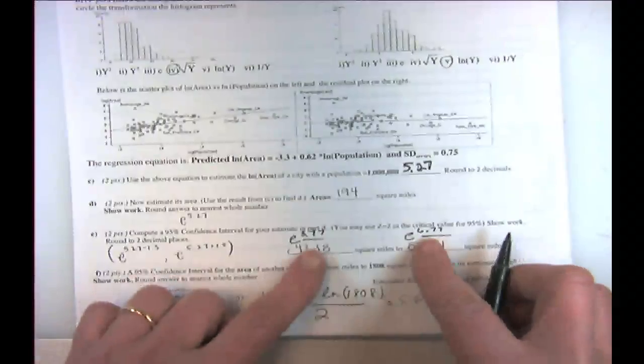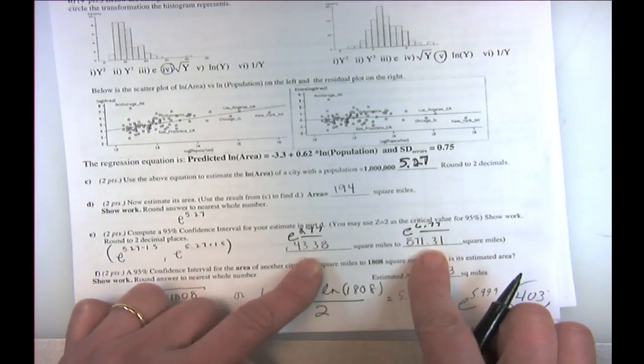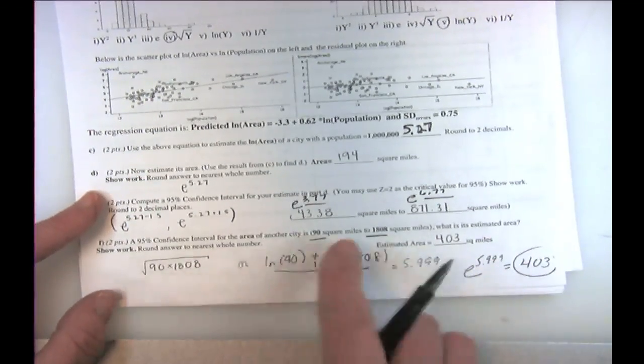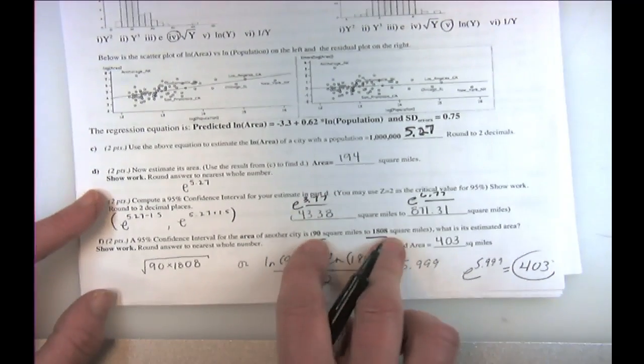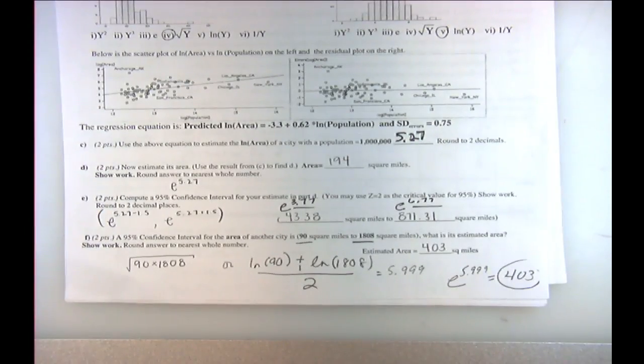That's the confidence interval for the log. But then when you exponentiate it, you get this asymmetrical confidence interval. And for this one, you just had to see that the estimated area is the geometric mean of the endpoints there. So questions on that? Okay, let's go to the next page.